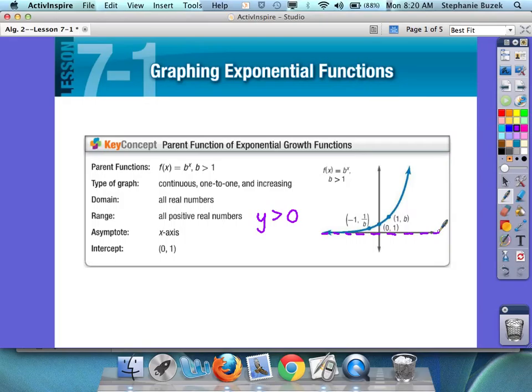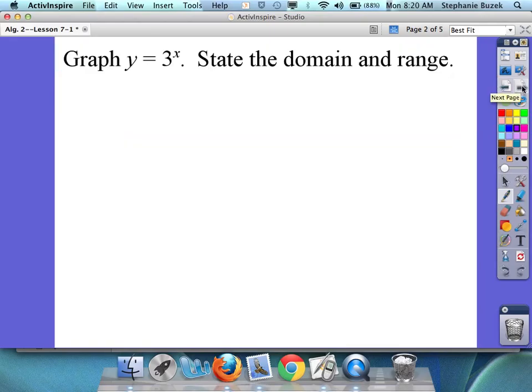And then the y-intercept, since it doesn't touch the x-axis, it will never have an x-intercept. The y-intercept, on the other hand, is at 0, 1. So what I need you to do now is we're going to go ahead and graph y equals 3 to the x. And so we need to go to our site that we graph in.